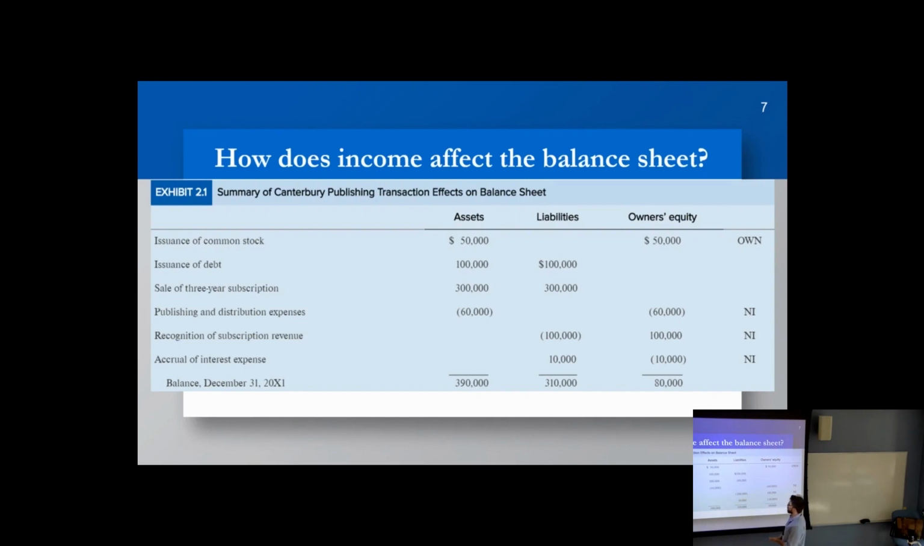Then we have publishing and distribution expenses. This is cash outflow from the company, so at the bottom line, it's going to be reducing our owner's equity and cash available. And in each year that the company provides the magazine that its consumers have subscribed to, we're going to be reducing that unearned revenue and increasing the retained earnings through profits of generating that revenue.